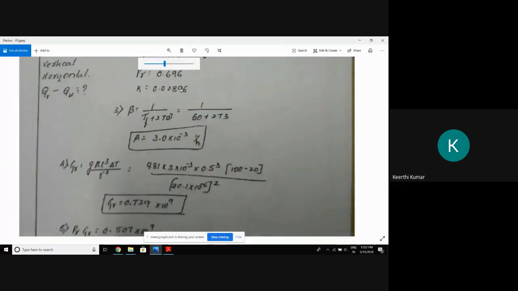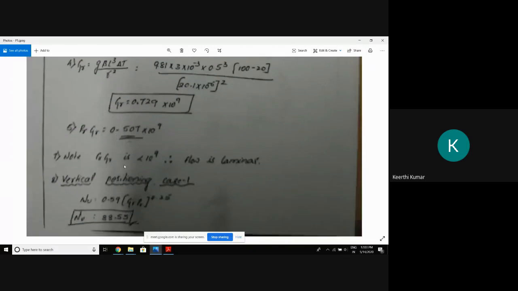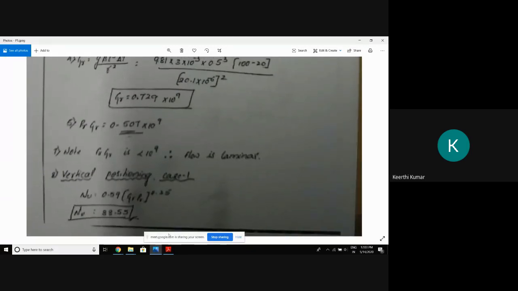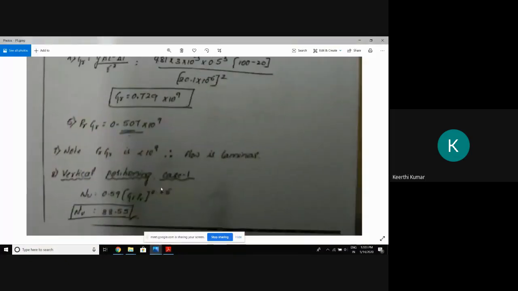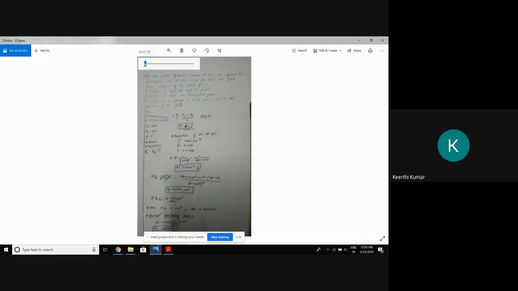So I hope you got it. See, 0.59 GrPr to the power of 0.25. Same equation. That depends upon the value of GrPr. Once you finish that, if we calculate that value, I get a Nusselt number of 88.55. 88.55 is the Nusselt number value.